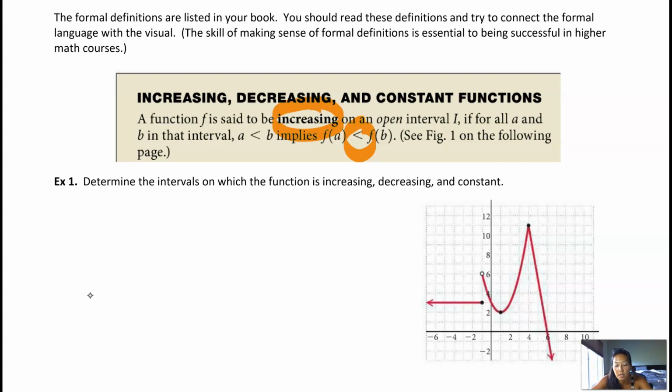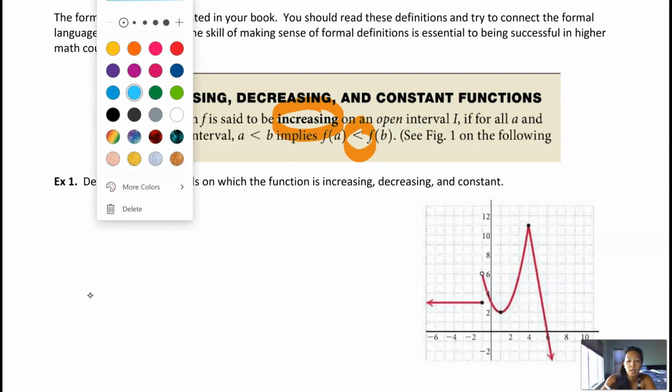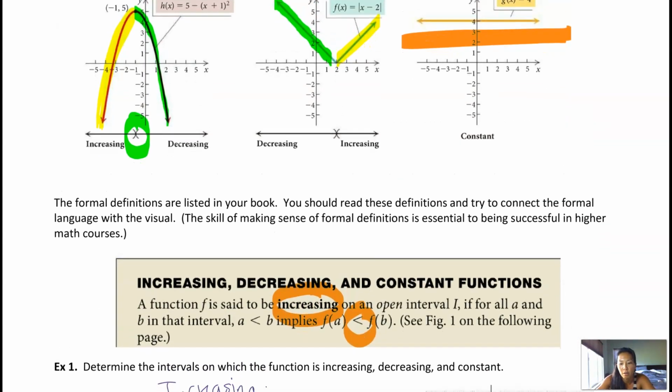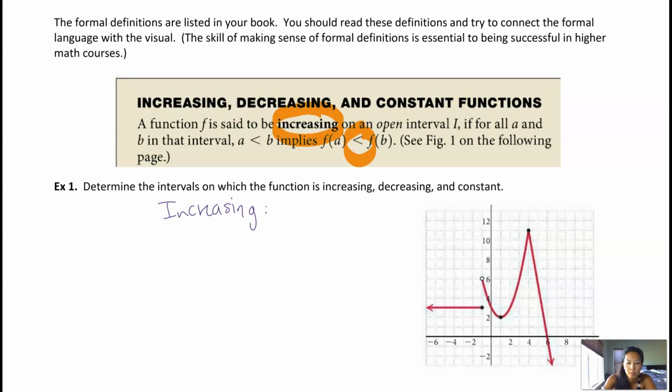Here is an example. It's a piecewise function. We're going to determine the intervals on which the function is increasing, decreasing, and constant. So where is it increasing? What open interval is it increasing on? What color do we use up here? Yellow. Let's go with yellow again. So the open interval that it's increasing on is from here. It's going up and to the right. I think that's the only place. So it's increasing on the interval from 1 to 4. Now we're not going to include the endpoints.